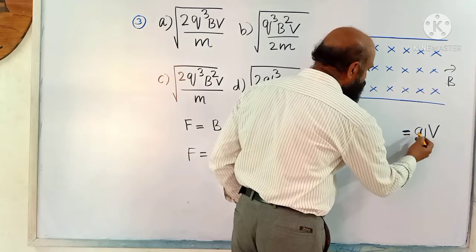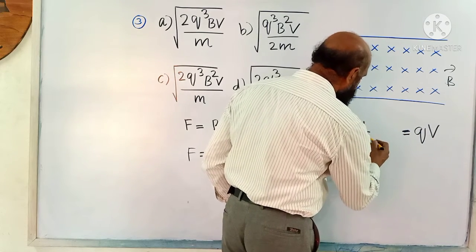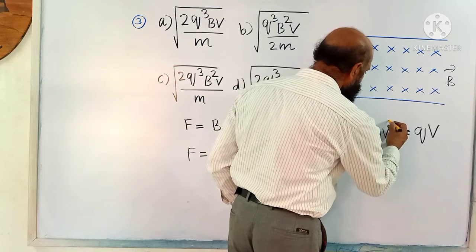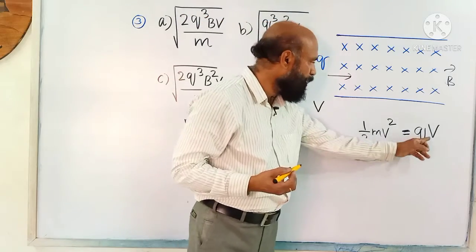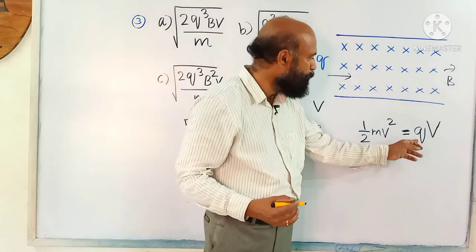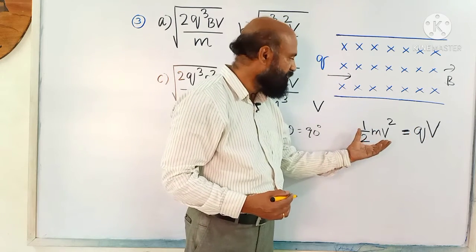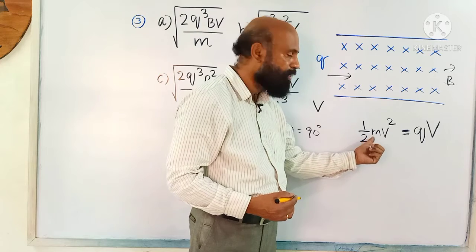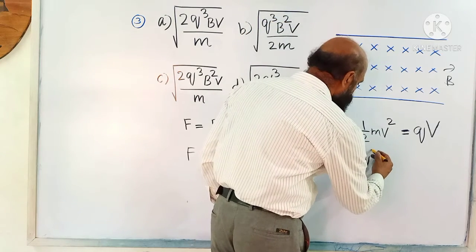Then it is accelerated through a potential difference. So the kinetic energy is half mv square. Here we have to get the velocity. Here capital V is the potential difference. When a charged particle is accelerated through a potential difference of V volt, it will gain kinetic energy. Kinetic energy is given by half mv square. So from this we can get an expression for velocity.